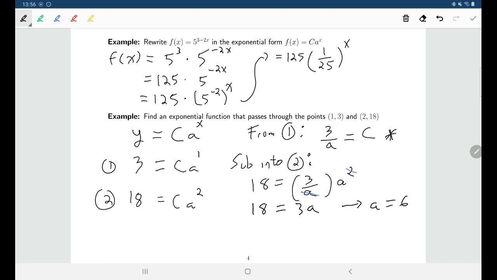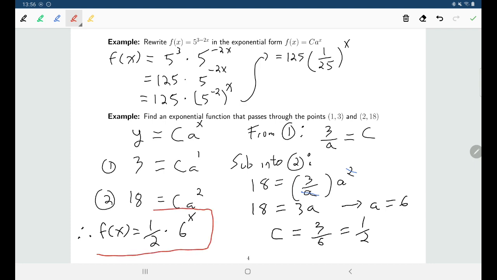Once we know what a needs to be, then we can use what we have over here, that c is supposed to be 3 divided by a. So using that, we can say, well, c is supposed to be then 3 divided by 6, or a half. So that means that our exponential function that we're looking for should have that constant in front of a half, and that the base for our exponential function is 6. So there we go. Our exponential function, the one that we're looking for, should be 1/2 times 6 to the power of x.